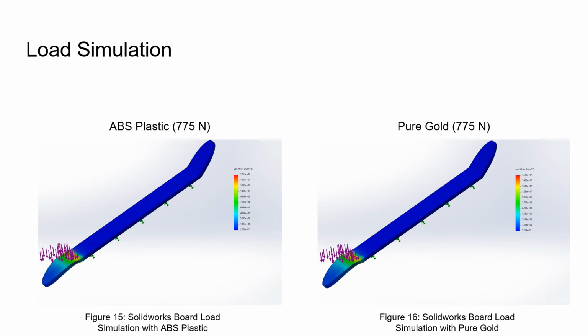The one on the left in figure 15 is the load simulation with ABS plastic, and the one on the right is the pure gold. Both of them were 775 newtons, which is roughly 175 pounds, which is an average human being's weight. And as you can see, the most stress on both of these models was right at the curve point of the angled side of the board.